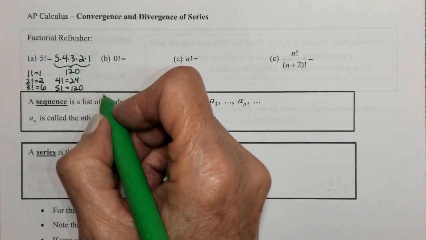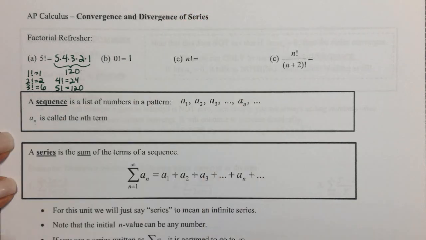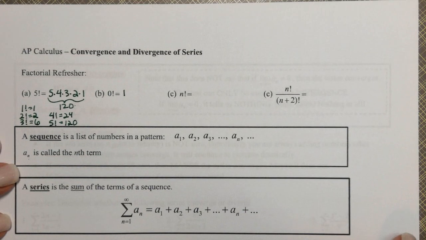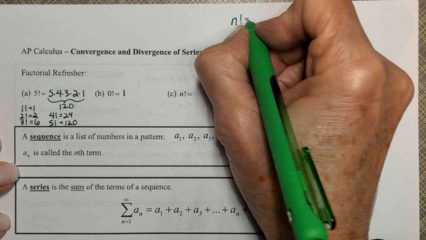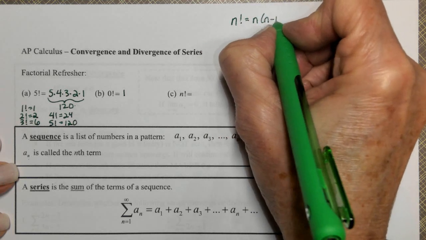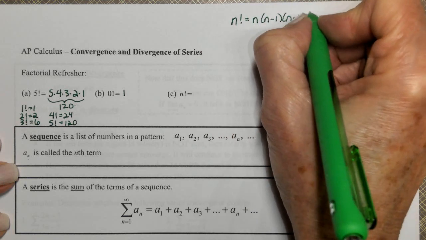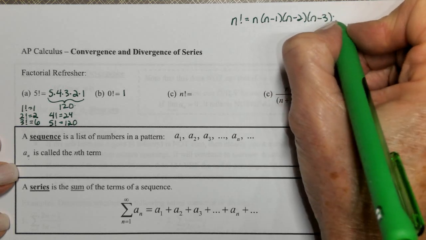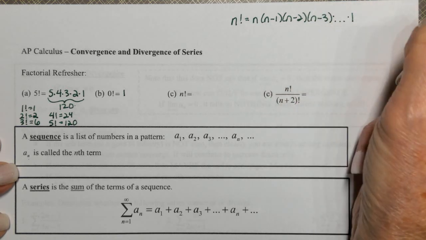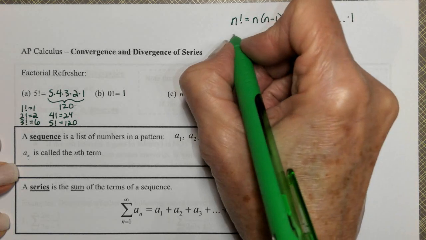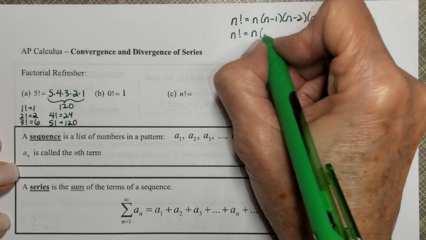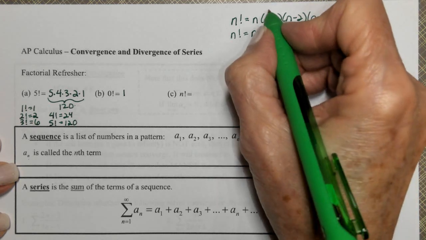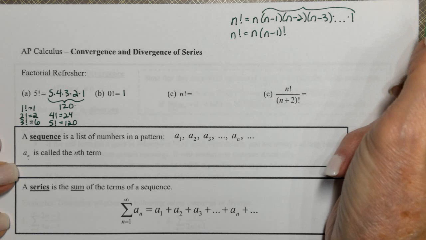0 factorial is 1. And there's a pretty quick proof for that I will show you here. N factorial would be n times n minus 1 times n minus 2 times n minus 3 all the way down till 1. Yeah? That means that n factorial is n times n minus 1 factorial, because this whole thing is n minus 1 factorial.